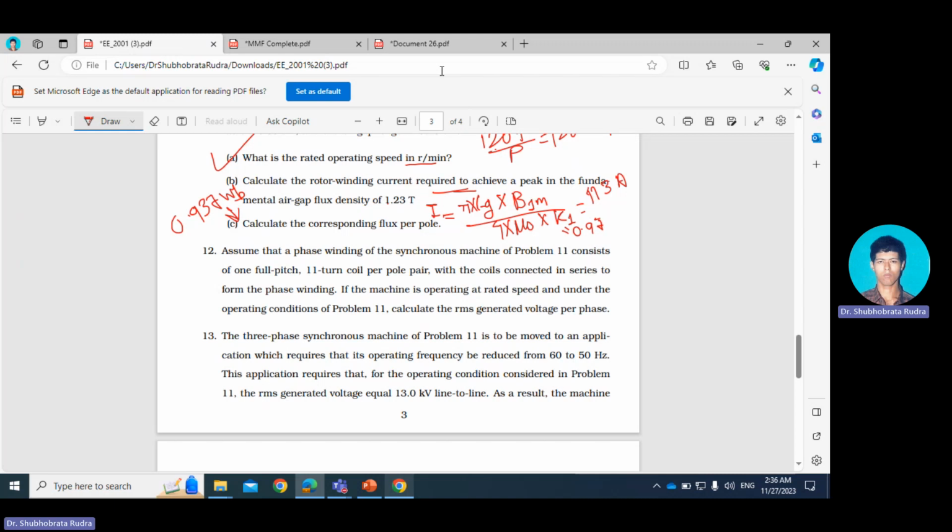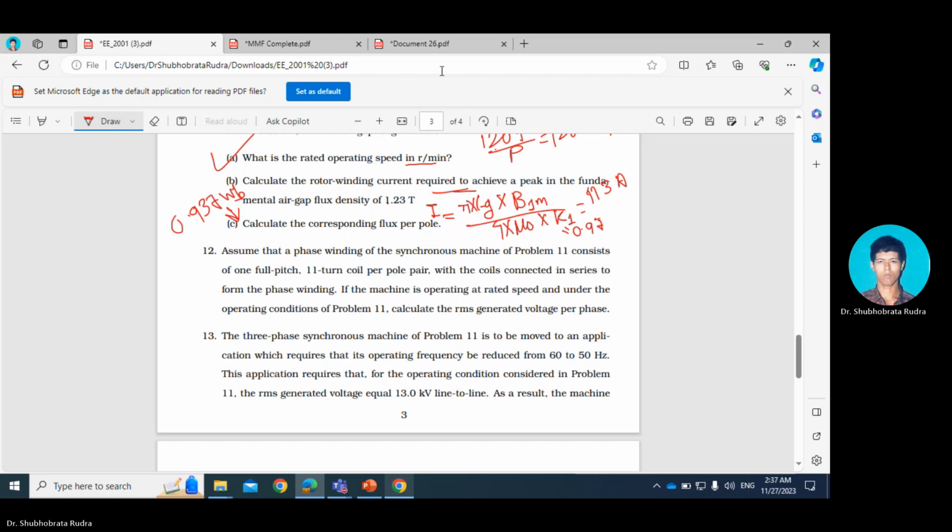Now what it says: assume that the phase winding of the synchronous machine of problem 11 consists of one full pitch 11 turn coil per pole with coils connected in series to form the phase winding. If the machine is operating at rated speed and under the operating condition of problem 11, calculate the RMS generated phase voltage.